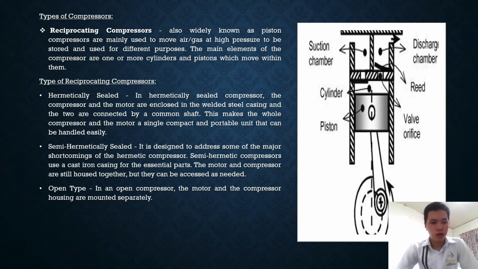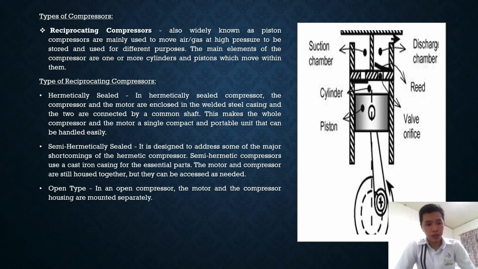So there are three types of reciprocating compressors. First one is hermetically sealed. Next one is semi-hermetically sealed, and the open type. In hermetically sealed compressors, the compressor and the motor are enclosed in a welded steel casing and the two are connected by a common shaft. This makes the whole compressor and the motor a single compact and portable unit that can be handled easily.